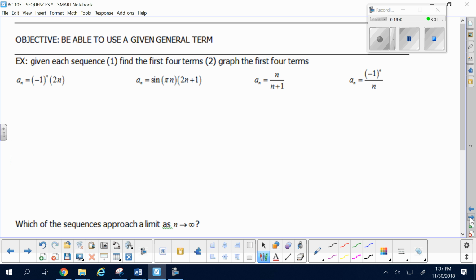One of the skills you need to be able to do is, given the general term, find specific terms. Here I'm giving you the general term, or the rule that makes terms. And if they don't specify, assume that n starts with 1, unless they otherwise specify.